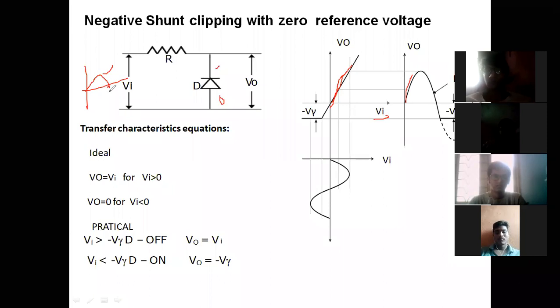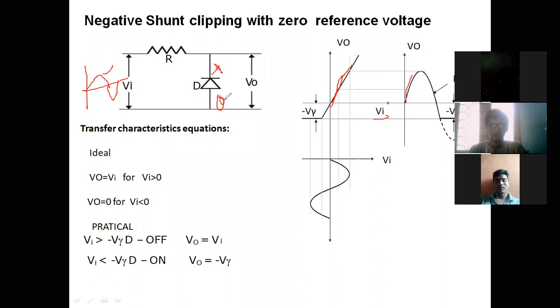When coming to the negative cycle, the anode is at 0 volts, and when you apply the cathode as minus 1 volt, the cathode has minus 1 volt. The anode voltage is greater than the cathode, therefore the diode will be on.